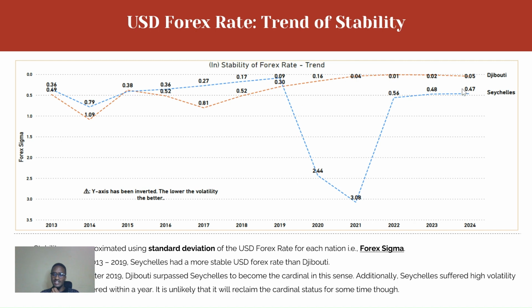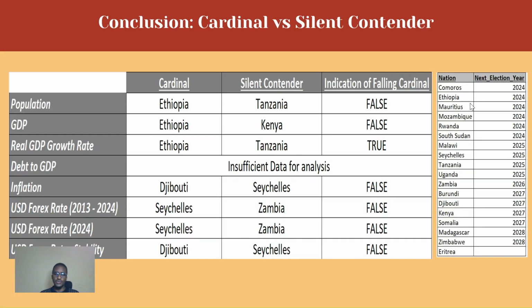contender. But then again, Seychelles, just like the inflation case, there's this aspect of variability. So Seychelles might be doing well nominally, but when you now dig deep into things like the volatility and so on and so forth, it starts to show that it's not exactly stable. So it's hard to place a bet on it that it's going to remain the same for a certain amount of time. And so, after looking at all these metrics, we now have the conclusion here. Just to summarize the comparison between the cardinal and the silent contender.